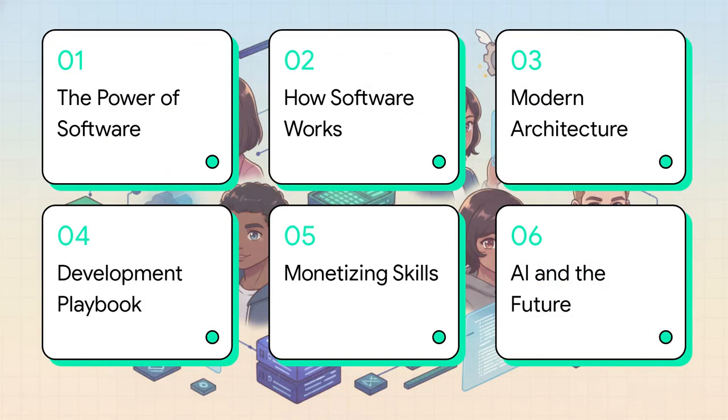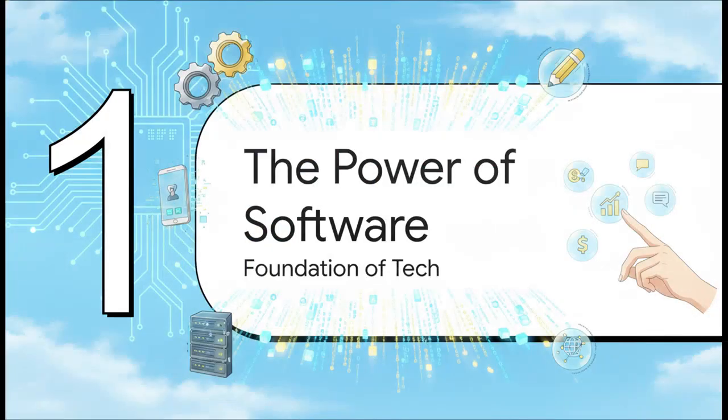Okay, here's our roadmap for this note. We'll be looking at 1. The power of software. 2. How it actually works. 3. Modern architecture and systems. 4. The development playbook. 5. Monetizing your digital skills. And 6. AI and the future. We're moving from the absolute core mechanics all the way to how you can build and sell your own digital products.